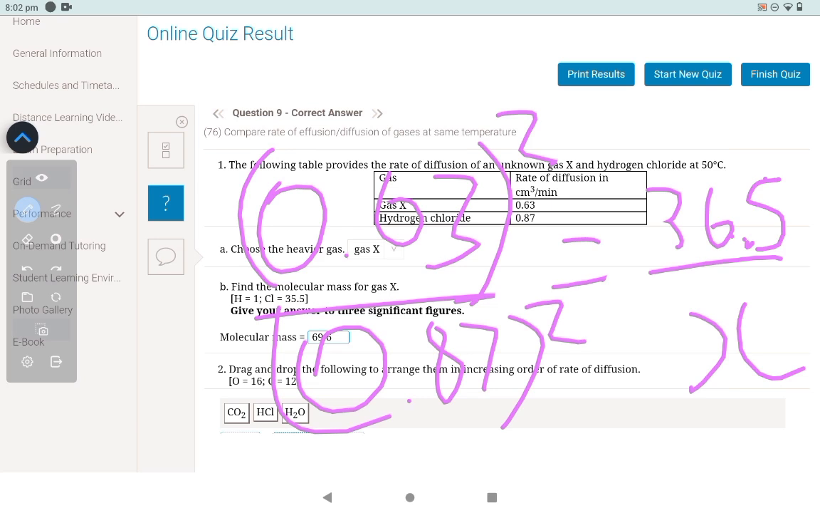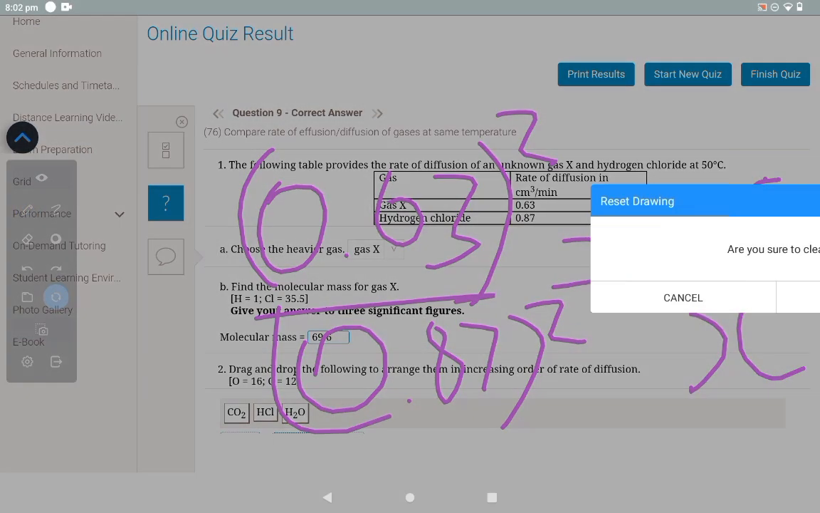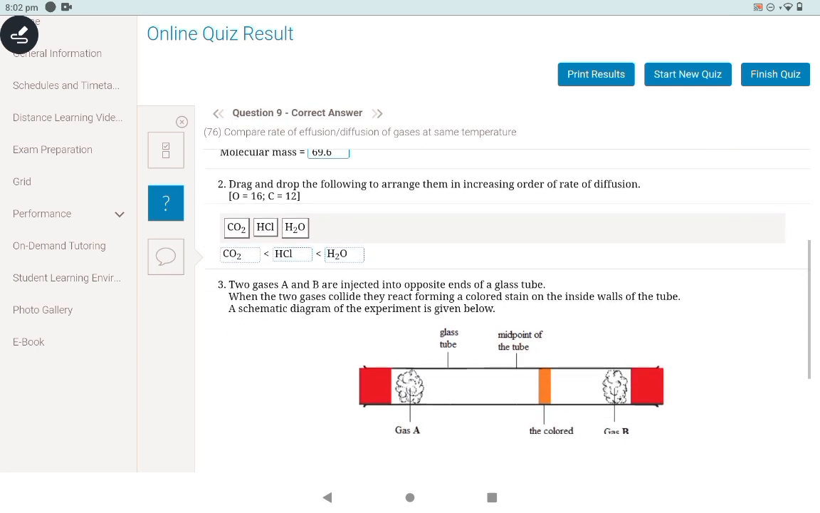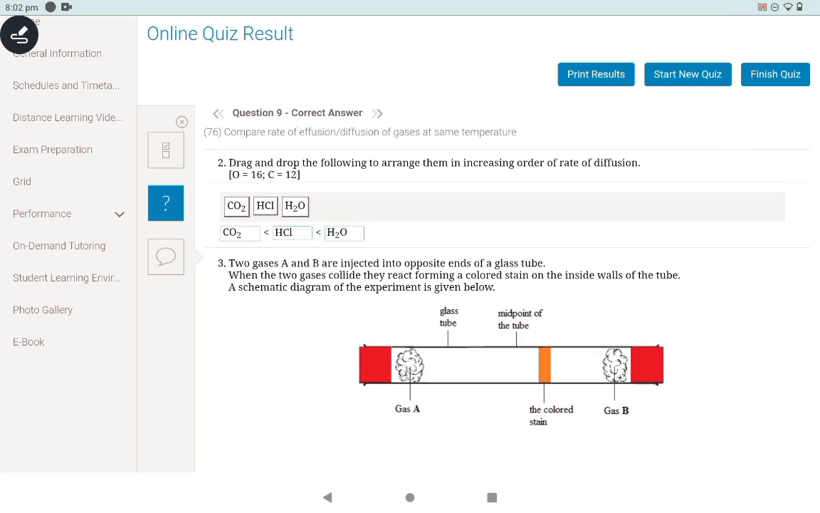36.5 multiplied by 0.87 squared, we get 27.62, and then just divide that by 0.63 squared, we get 69.606. They wanted it rounded to three significant figures, so that's going to be 69.6.